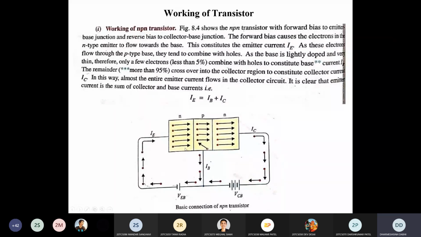Suppose it is a PNP transistor. In this case, the current is flowing because of holes, because holes are transferred from the emitter to the collector terminal. So that's why the transistor is also called a bipolar junction transistor. Clear? The other name of the transistor is what? BJT, bipolar junction transistor. So why is this name, bipolar, given?